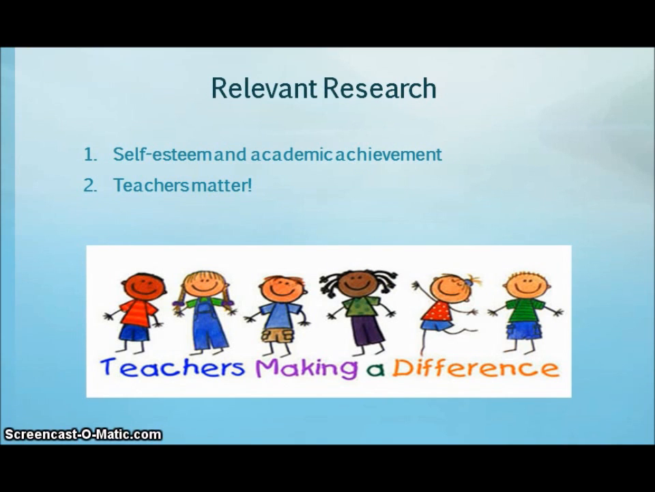Relevant research. According to the Merriam-Webster Dictionary, self-esteem is the confidence and satisfaction in oneself. In Maslow's hierarchy of needs chart, self-esteem can be found higher in the pyramid than belonging, safety, and physiological needs. Do children with lower levels of self-esteem perform more poorly than those with higher levels of self-esteem?